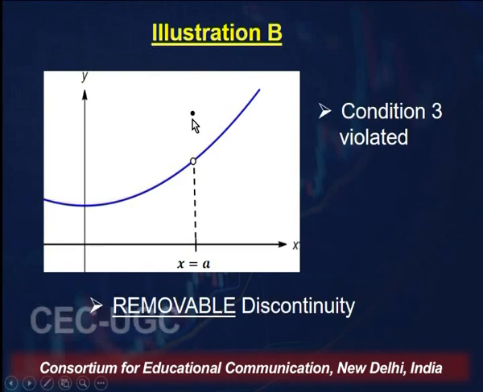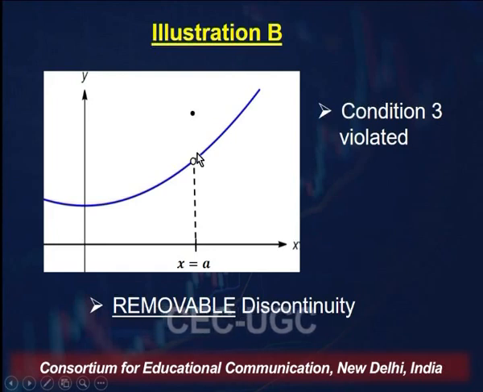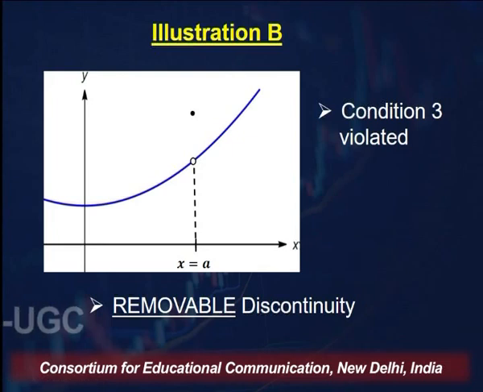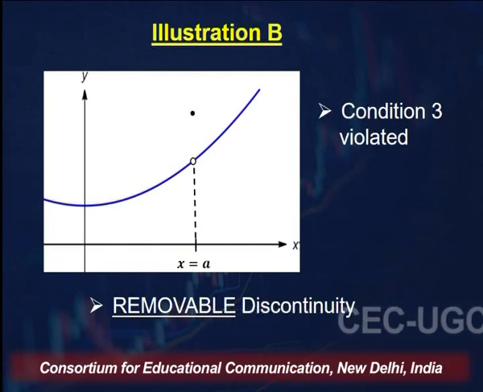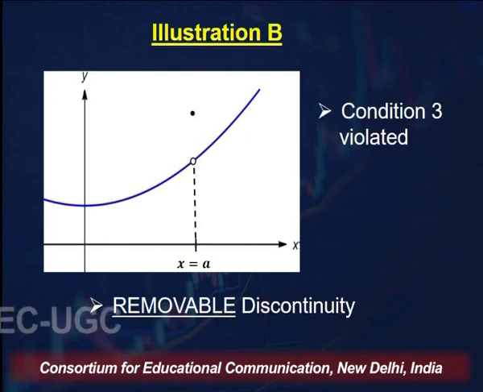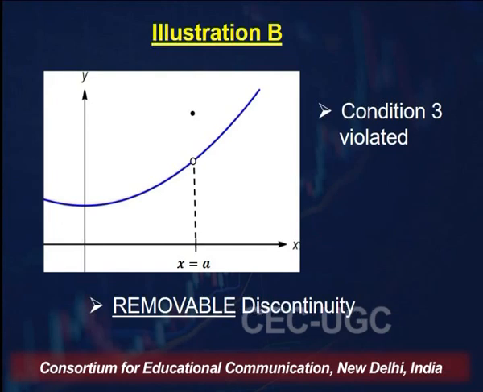All you have to do is simply redefine this function and bring this point here, so you cover up this gap, and there you are. Your function becomes continuous. So what we have done so far is show you cases of removable discontinuities, which arise either because condition 1 is not fulfilled or condition 3 is not fulfilled.